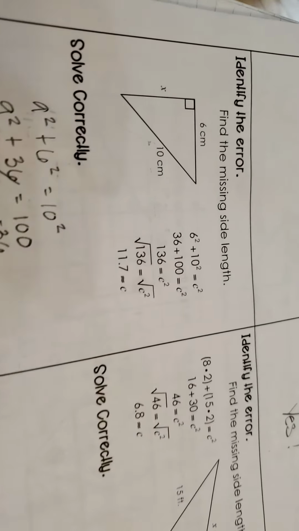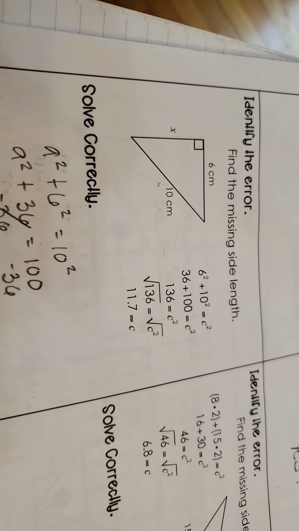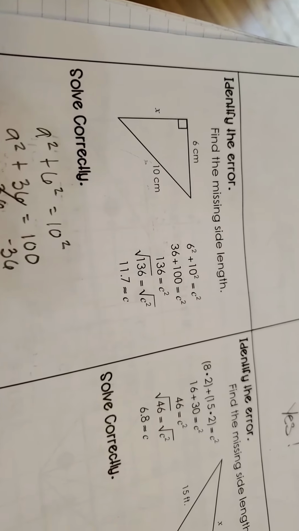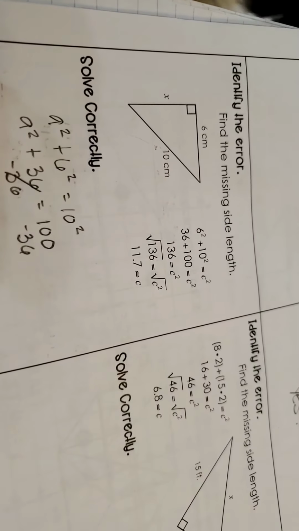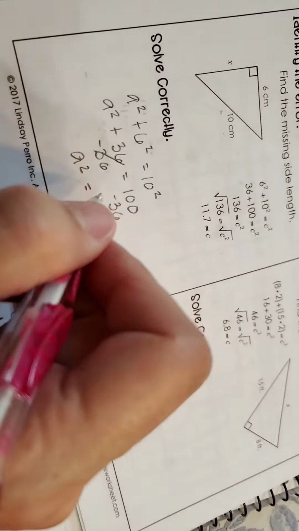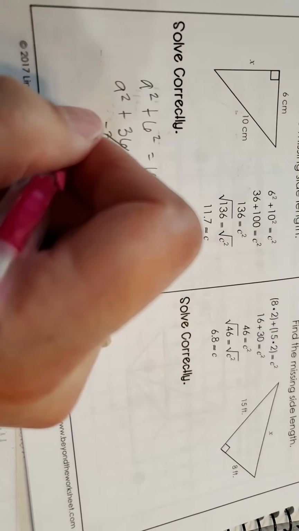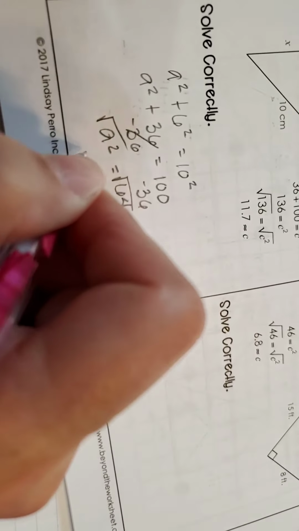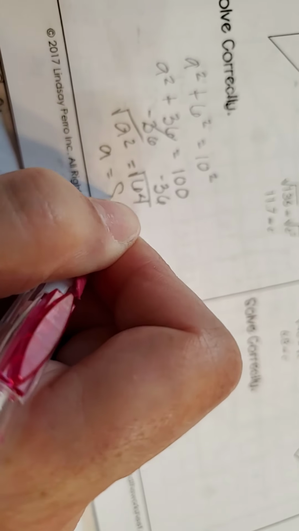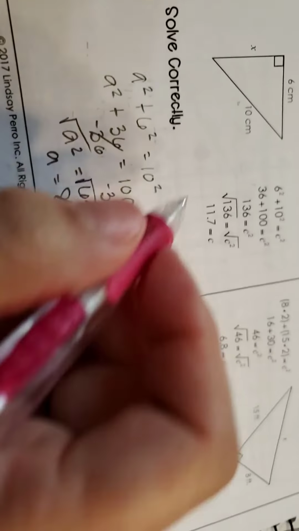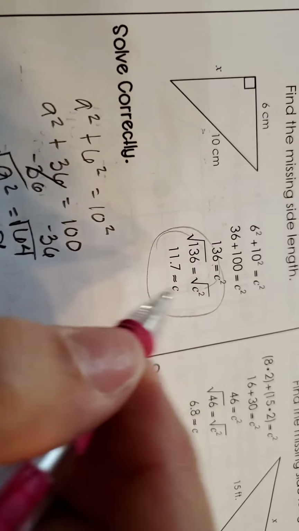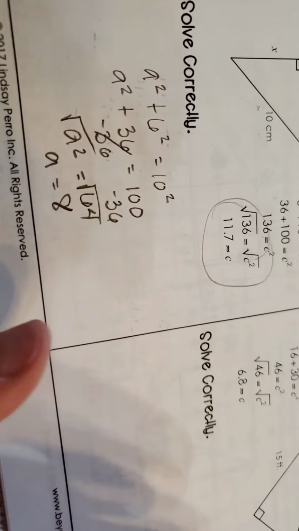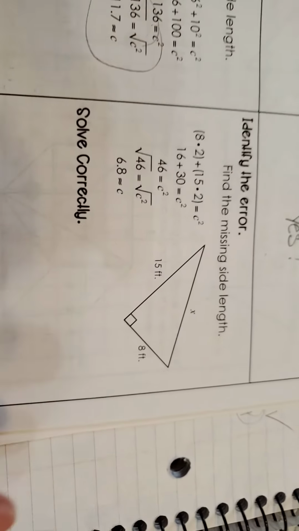So 100 minus 36 is going to be equal to 64. And what times what is 64? The square root of 64 is 8. 8 times 8 is 64. So this one, they were wrong. Okay, so here we are. All right, and then the last one.